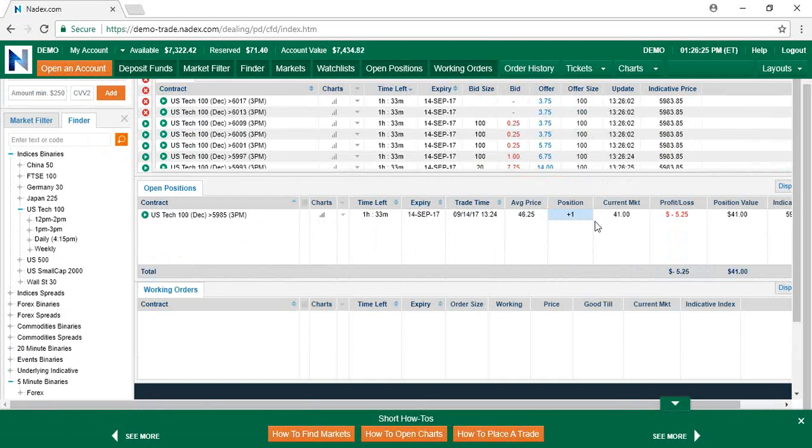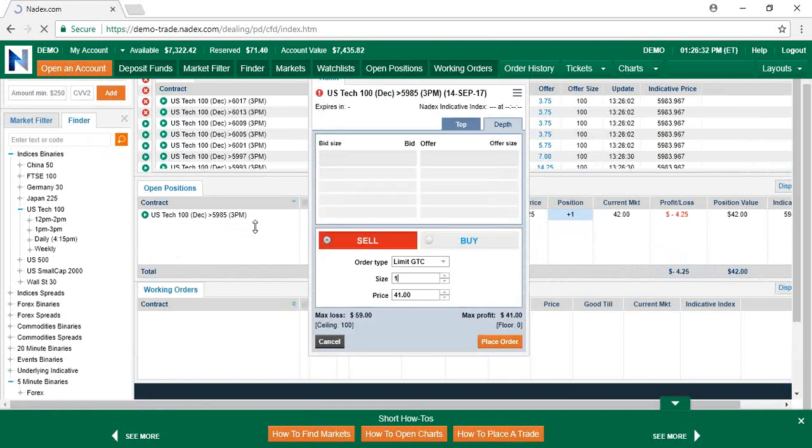If I just want to get out right now, for example, all I have to do is click it. Okay, see this right here? I just click it. It automatically opens up a ticket and it's already marked sell. You see that? Because I bought that binary. For me to get out of something I bought, what do I have to do? Sell it, right? So if I click that, the ticket comes up and it's automatically marked sell already. Okay, and then I can place the order.